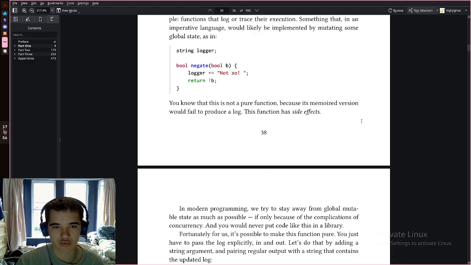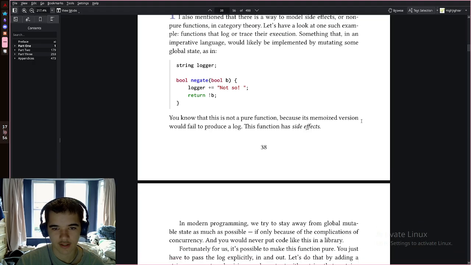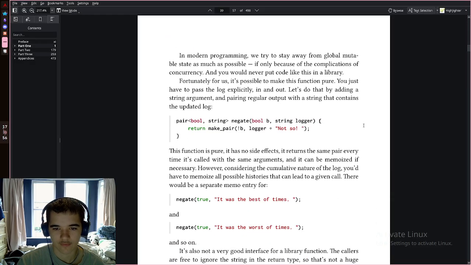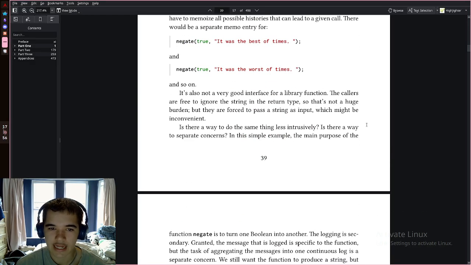So, what does bool do? Okay, and so on. It's also not a very good interface for a library function. The callers are free to ignore the string in the return type, so that's not a huge burden, but they are forced to pass the string as input, which might be inconvenient.